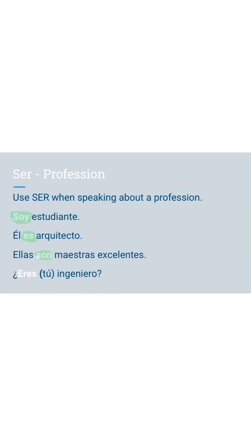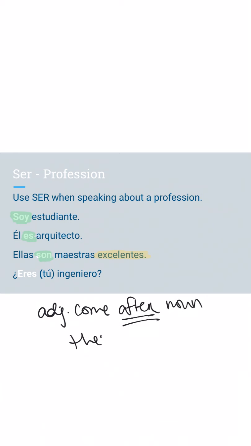I have ellas son maestras excelentes, or they, feminine, are excellent teachers. Notice how my adjective here, make that in yellow, comes after my noun, right? It always will come after, never before. All right, so that's important to note. Adjectives come, and I'm going to go ahead and write that here. Adjectives come after the noun they describe. Right. So, ellas son maestras excelentes. And again, matching in number.